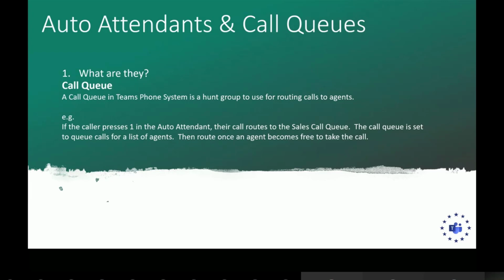So in this example, if the user presses 1, it goes to the sales call queue, it queues and waits for somebody to be available. But you can also control how the calls ring. If you don't have a very busy department, for instance, you can have it just ring everybody and anybody can answer. You can do list order, round robin, longest idle, and there are more improvements on the way.